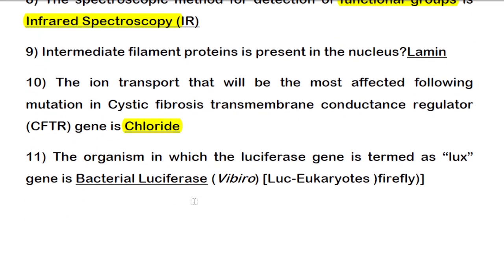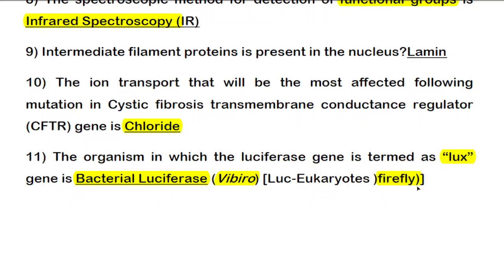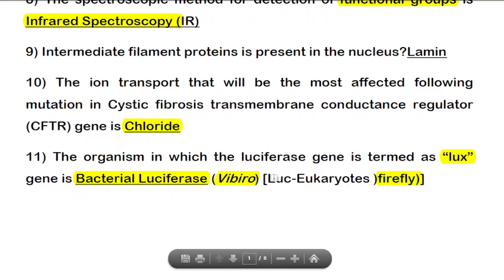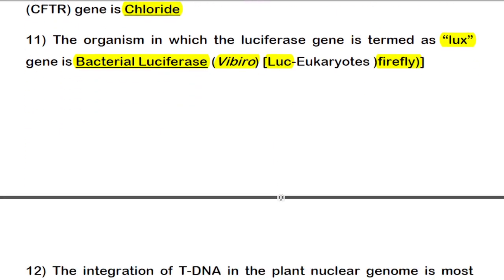Okay. Next, organism in which, okay, so this question is about, they are asking the name. So luciferase gene, if it is isolated from the bacterial source, it is named as LUX. Bacterial source, for example, Vibrio species. Okay, it is termed as LUX. Whereas the luciferase gene, if it is isolated from firefly, firefly is again a eukaryote. So it will be called as LUC gene. So you need to know the difference between LUX and LUC.